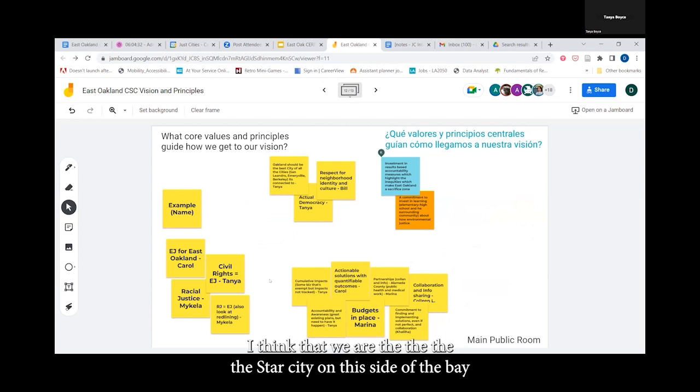Yes, I think that we are the star city on this side of the bay, and Berkeley, Emeryville, and San Leandro should not be better than Oakland. That to me is a tragedy. Yeah.